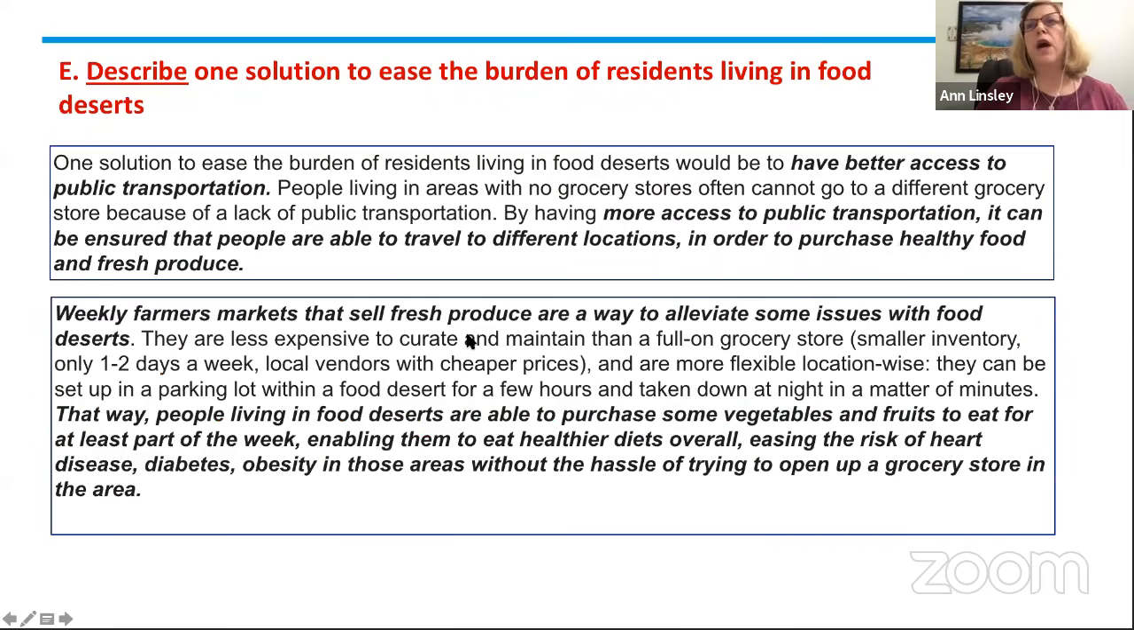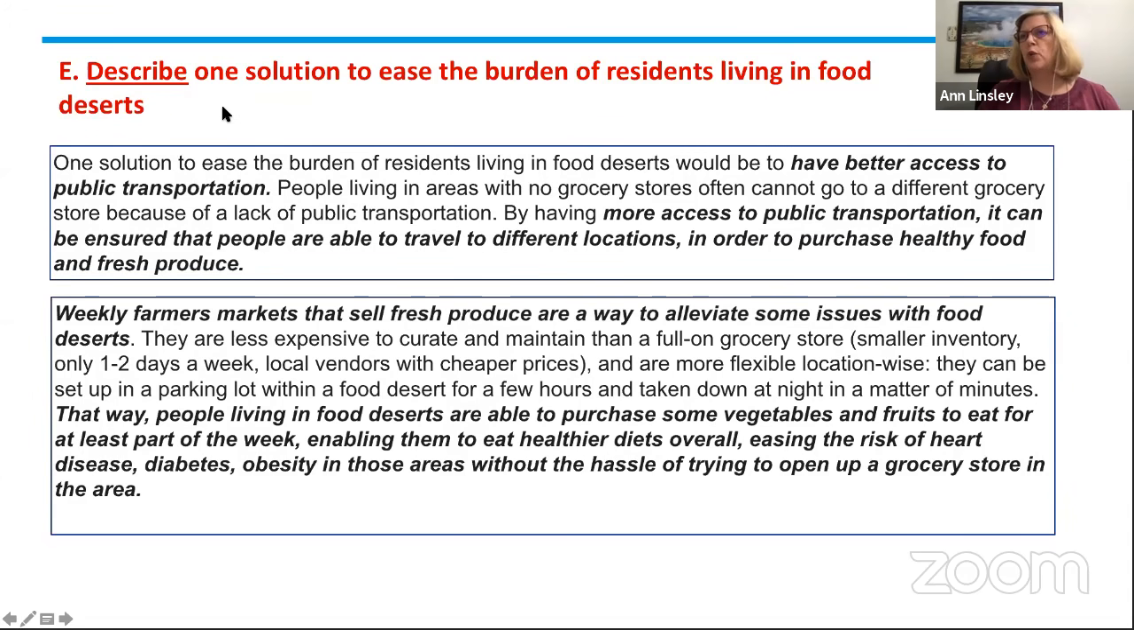All right. In part E, we're looking at a solution. So now we have the concept of predicting for the future. Describe one solution to ease the burden of residents living in food deserts, something to ease their burden. So what could you possibly think of that would make it easier for them in that food desert to obtain quality food? Okay. So one of the ways is to have better access to public transportation.